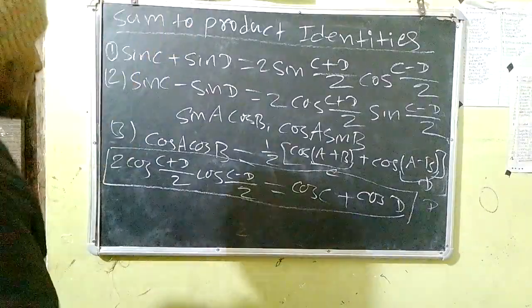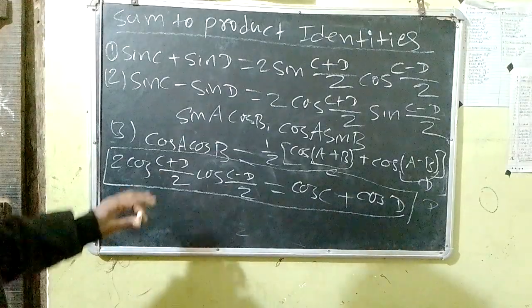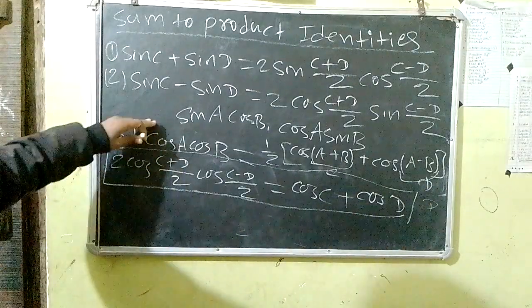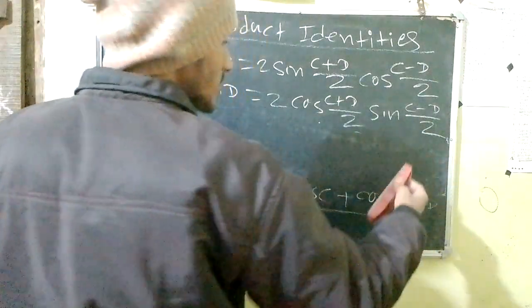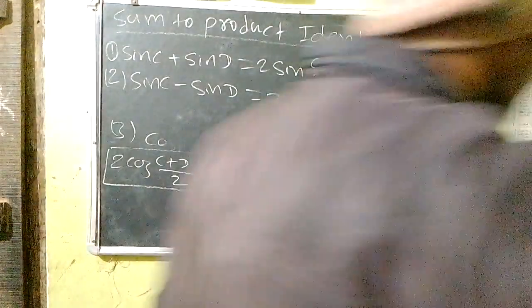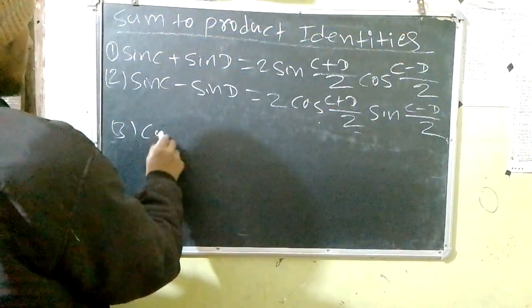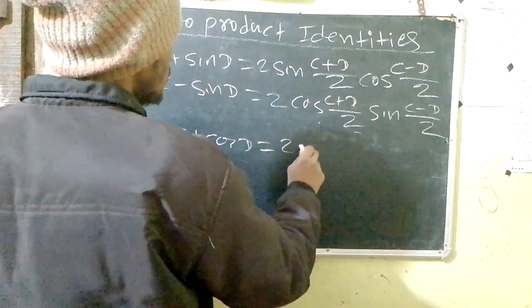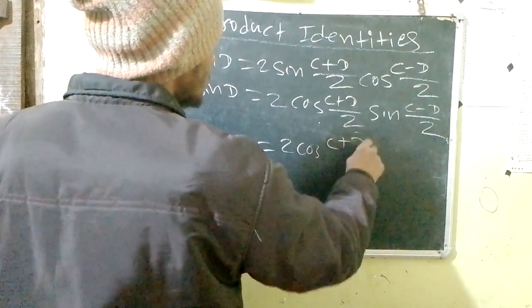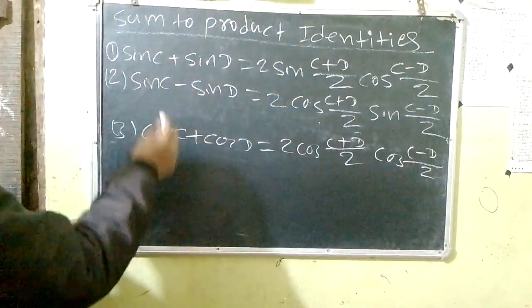Alright, so I spent some time to recognize it. Now for the fourth one we're going to use sine A sine B. But let's note down the result. So what's the result? The result of cosine C plus cosine D was 2 cosine C plus D over 2 times cosine C minus D over 2.